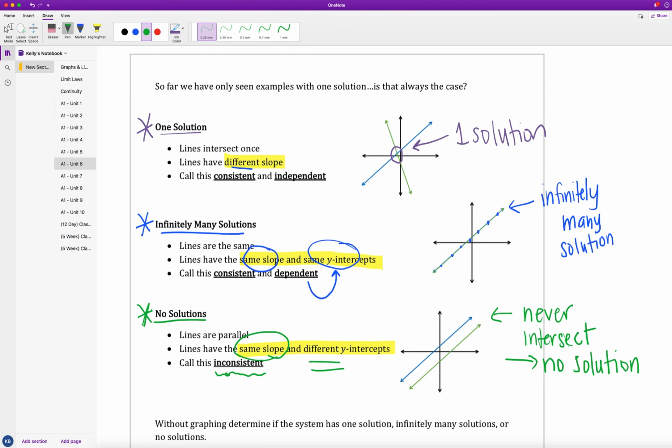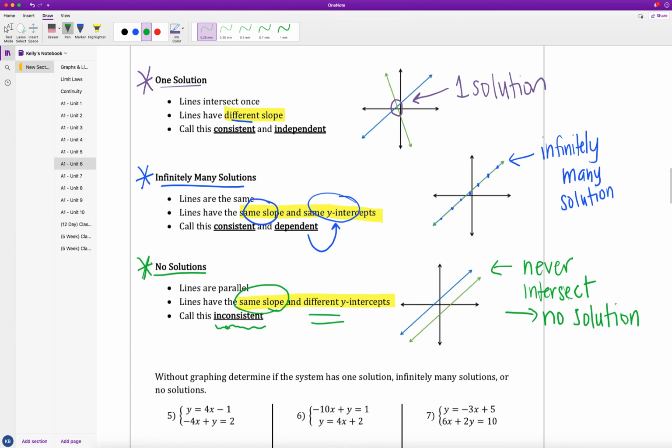If I have a system of two linear equations, so two straight lines, they either intersect once, they don't intersect at all, which would be our no solution case down at the bottom, or they're actually the same line, and in that case they intersect an infinite amount of times because I have one line on top of the other line. We're going to do some examples with how to determine this.